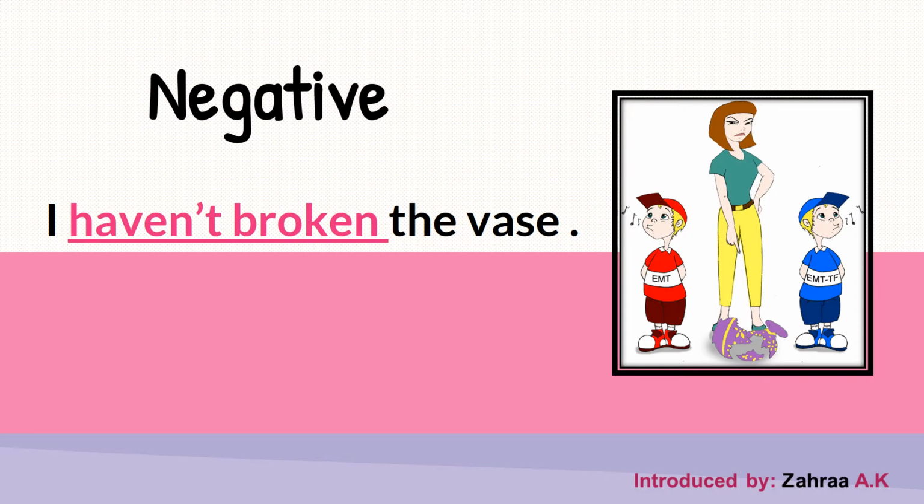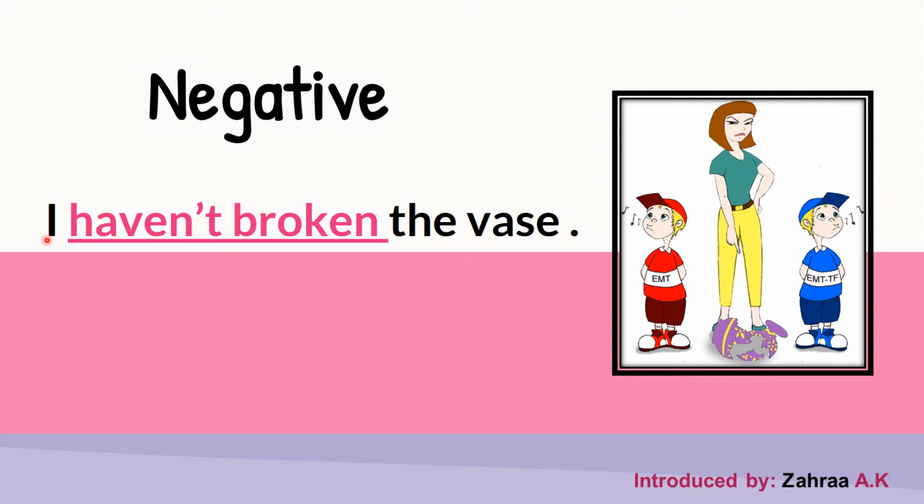About the pronoun I: the subject I is dealt with as a plural. If we want to put an auxiliary verb for the subject I in the present perfect, we add have. We deal with it as a plural. So, I haven't broken the vase. I haven't broken the vase.